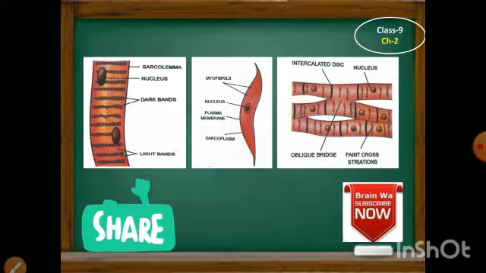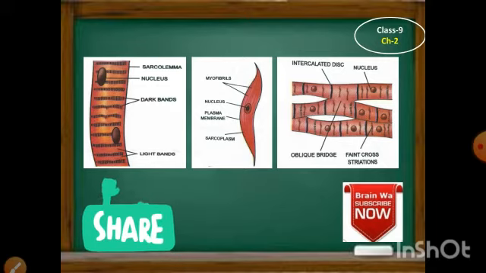And the shape of the striated muscles is long and cylindrical with blunt ends. Whereas smooth muscles, that is the unstriped muscles, are small and spindle shaped with tapering ends. Both sides are tapering ends, small and spindle shaped. And in case of cardiac muscles, they are small and branched with flat ends.